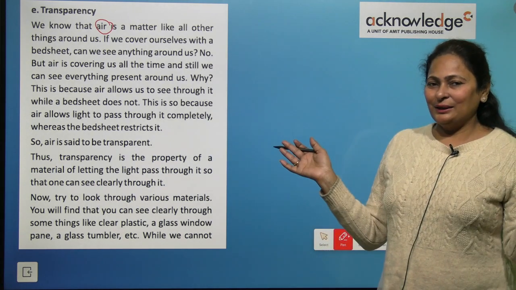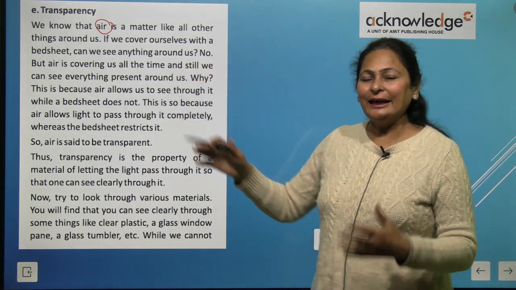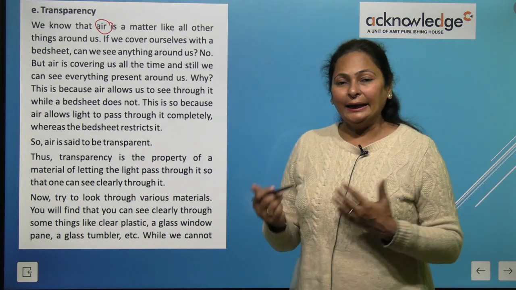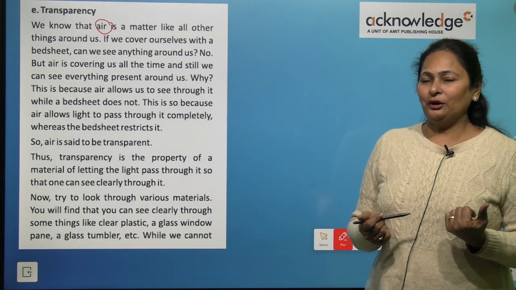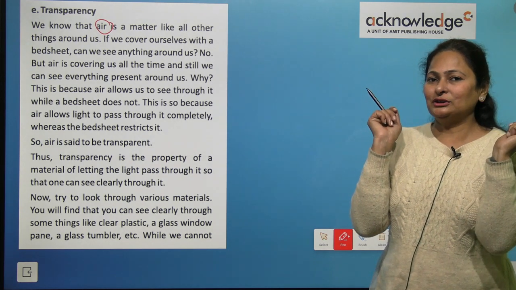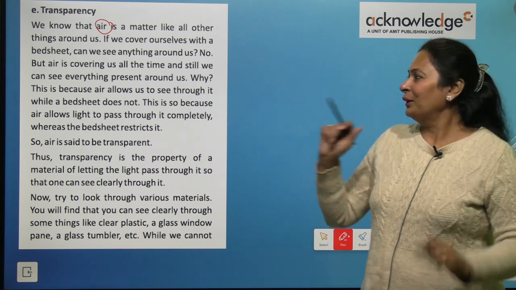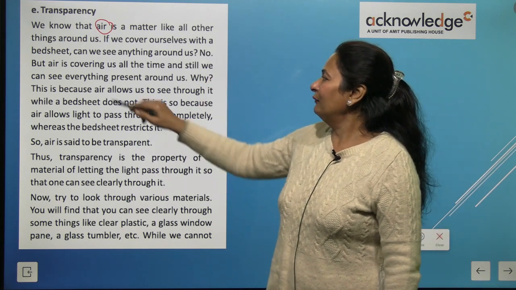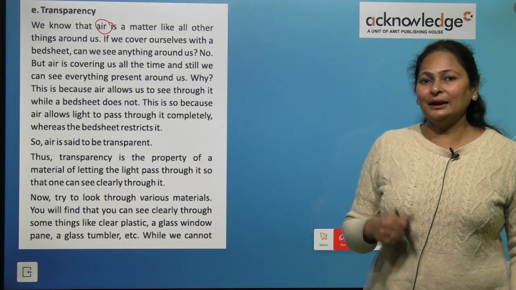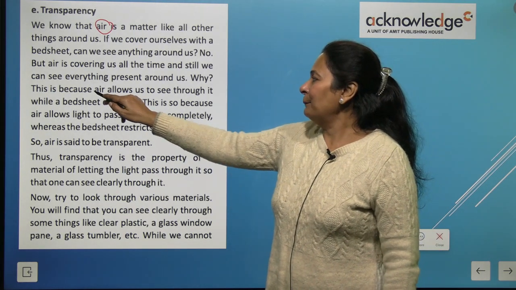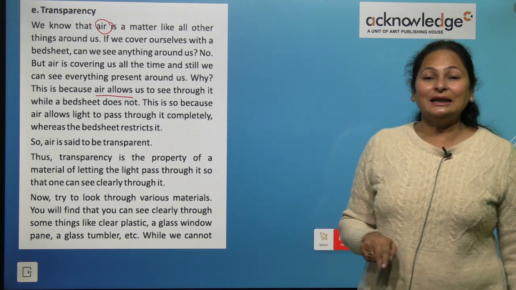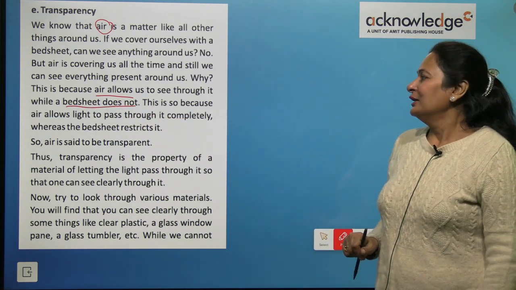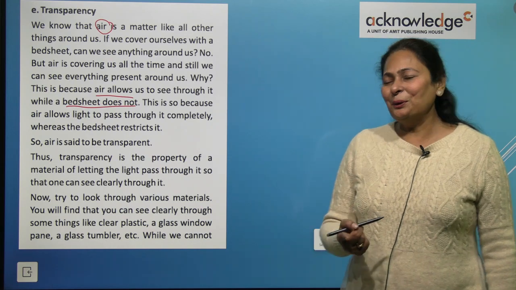The air that surrounds us is transparent because we can see it clearly. If we cover ourselves with a bed sheet, can we see anything around us? You are lying on your bed and you have covered your face with the bed sheet. Are you able to see the things? No, because it is not transparent. So air is covering all of us at the time, still we can see something that is present around us. Why does this happen? Because air allows us to see the things near us, right? But the bed sheet does not. This is so because air allows light to pass.